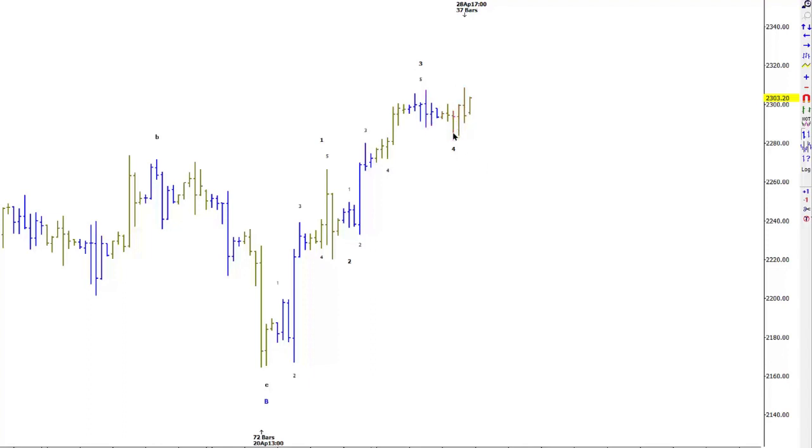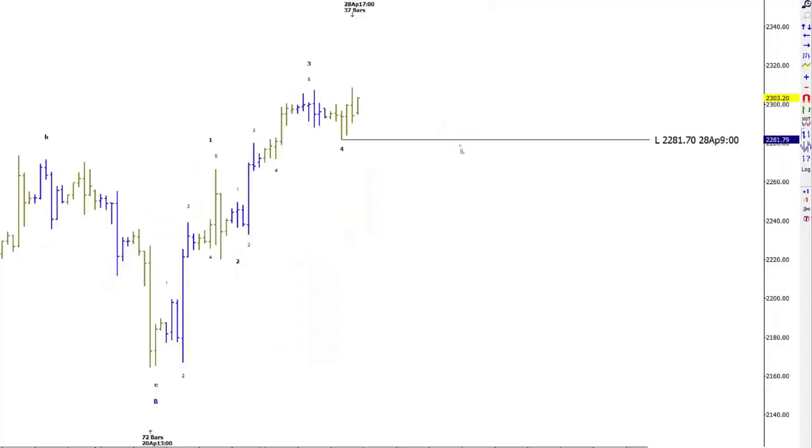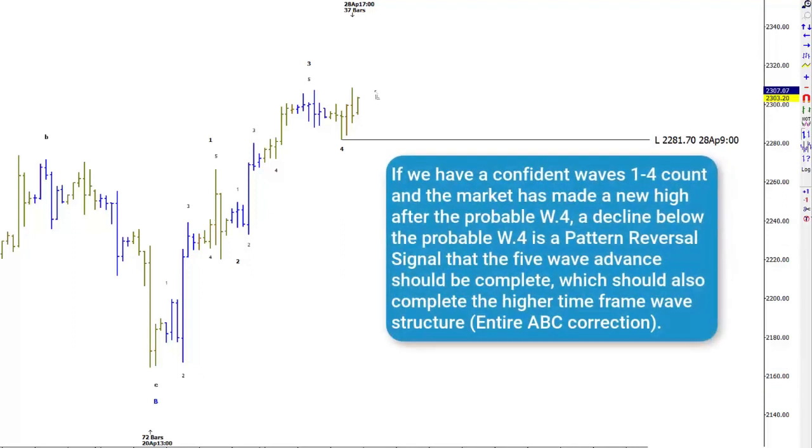So if this is an ABC decline, and if it's a potential wave 4, then a pattern reversal signal is a decline below the wave 4. So this happens to be a potential wave 4 of the wave C. And if a wave C is complete on 5 subdivisions, then that should be a good signal that wave C is complete. Of course, it depends on where it ends up on the upside.